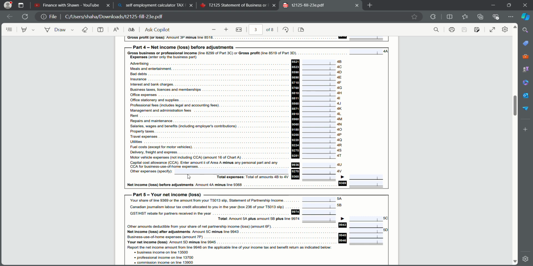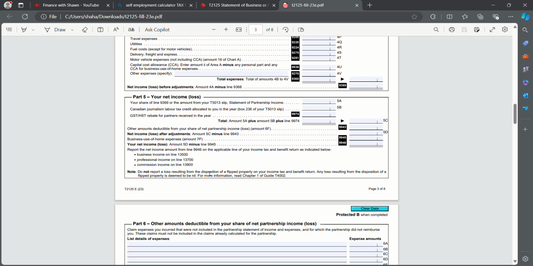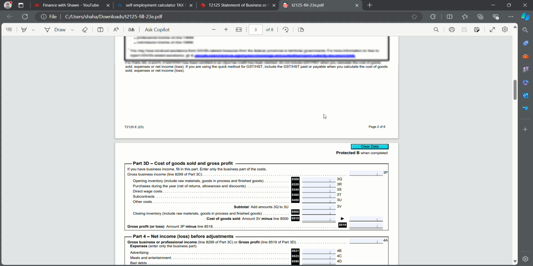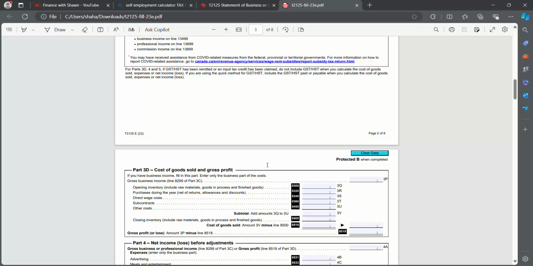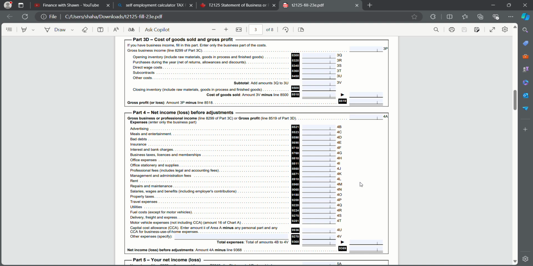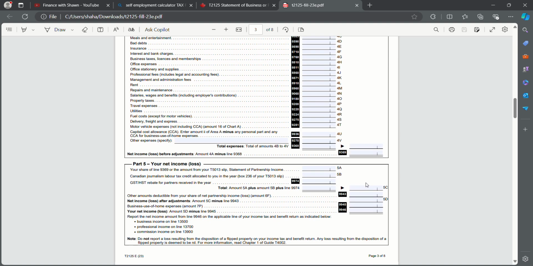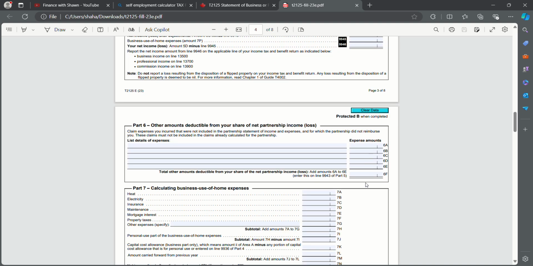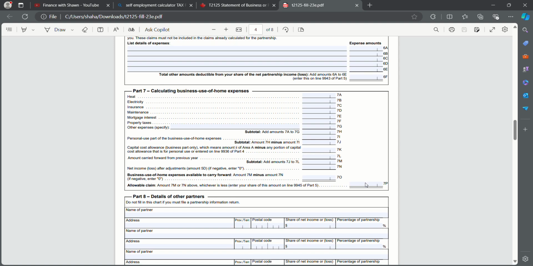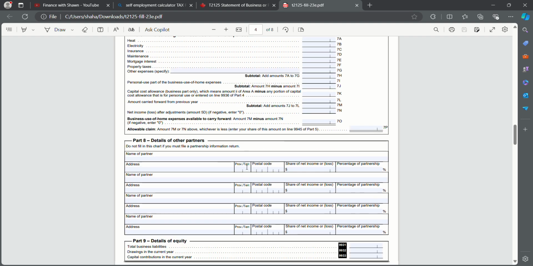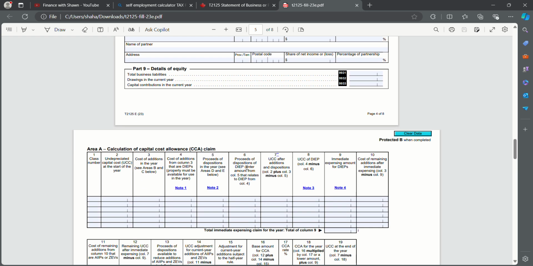You would have to take a look at the Income Tax Act of that year and check what the changes are. After you calculate your gross business income minus your expenses, it'll give you your net income. And so that's how you would go about calculating. There's a section here specifically for business use of home expenses: heat, electricity, insurance, maintenance, mortgage interest, property taxes, all summed up in here. And here's your CCA table.